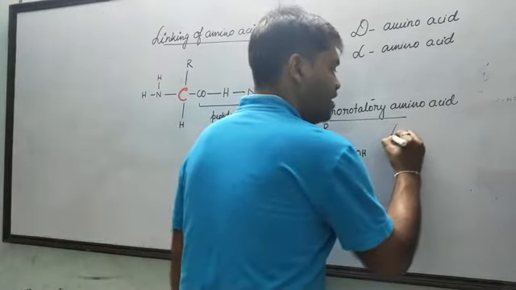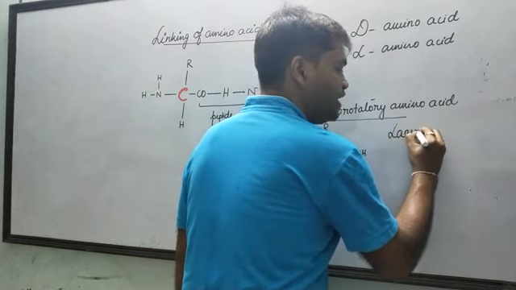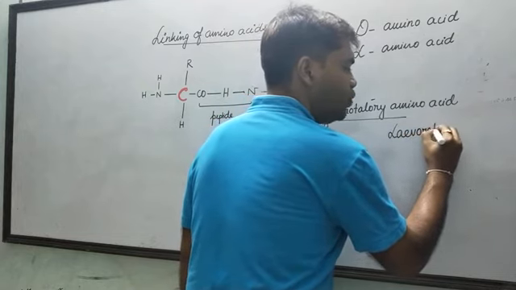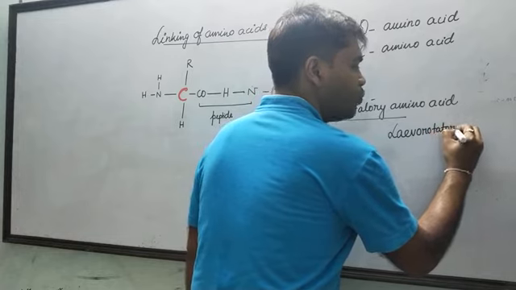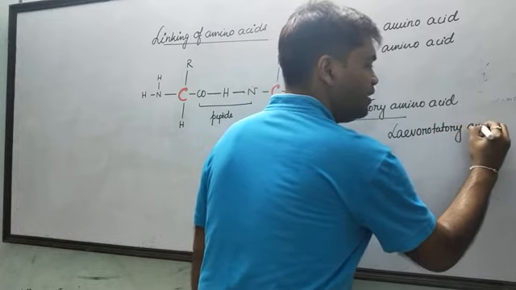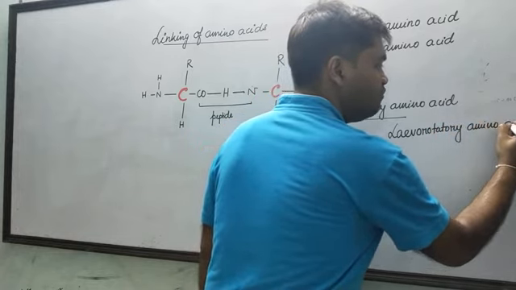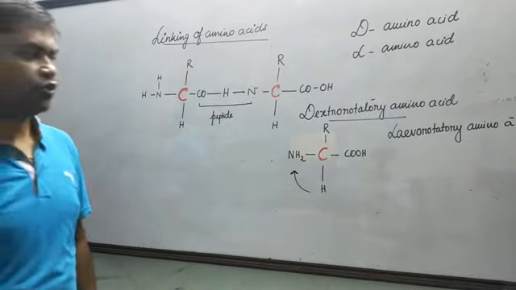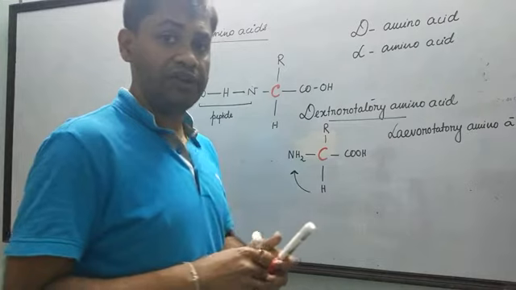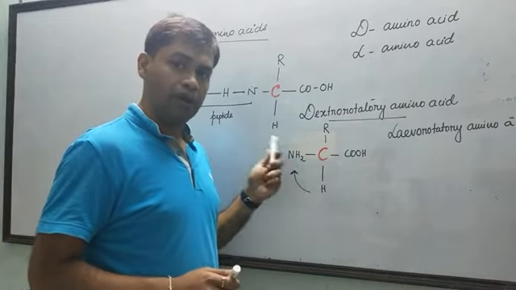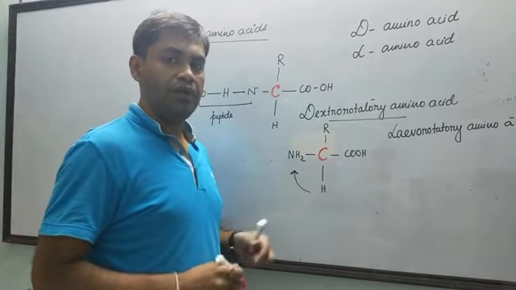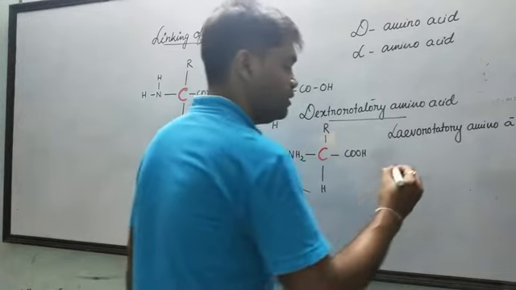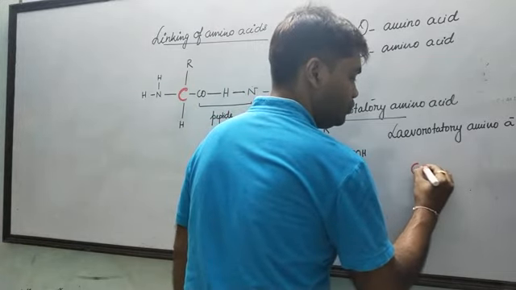Now another amino acid is called levorotatory amino acid. There are some amino acids which are called dextrorotatory and some which are called levorotatory. What is that? It is not there in the notes, so you have to copy it and learn it. Later on, don't ask me, sir, it is not there in the notes, what to do.